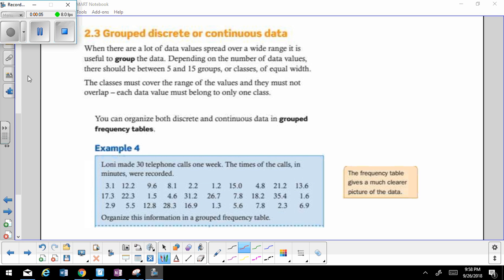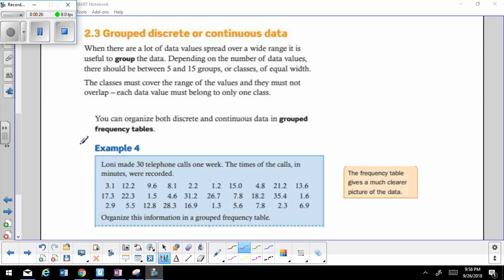All right, 2.3, group discrete or continuous data. So when there are a lot of data values spread over a wide range, it is useful to group the data. If you're looking at example 4, Loney made 30 telephone calls in 1 week, and the times of the calls are shown below in minutes.